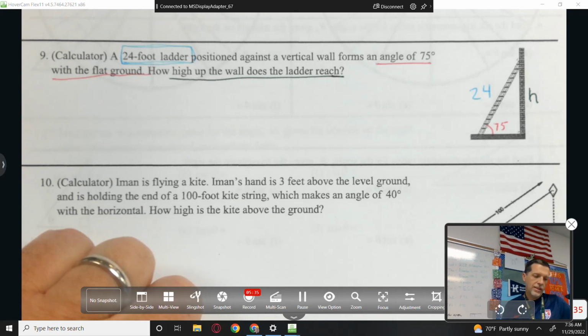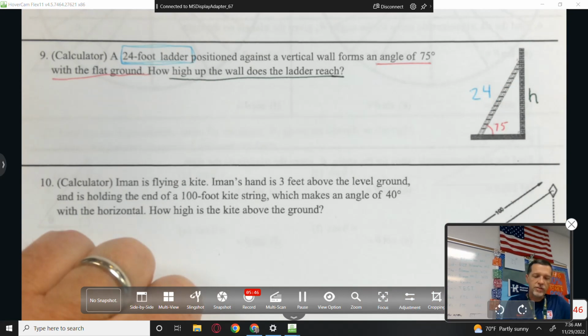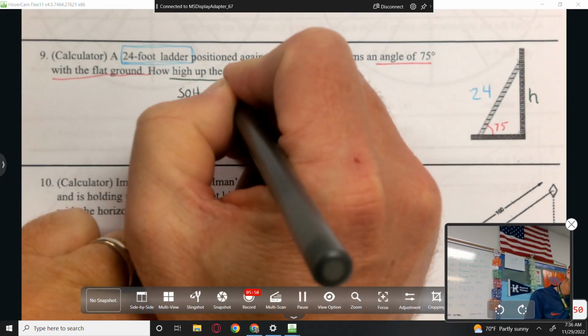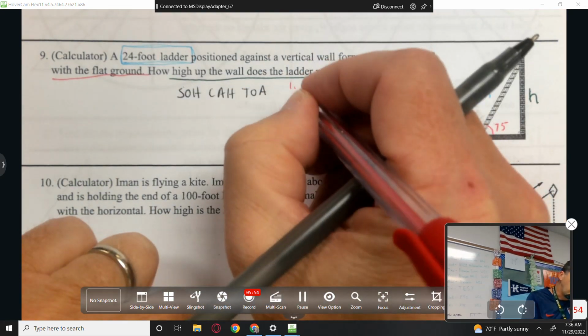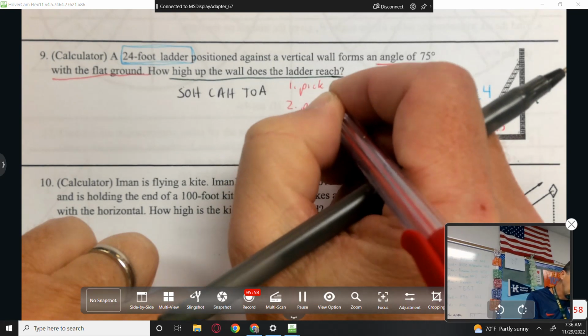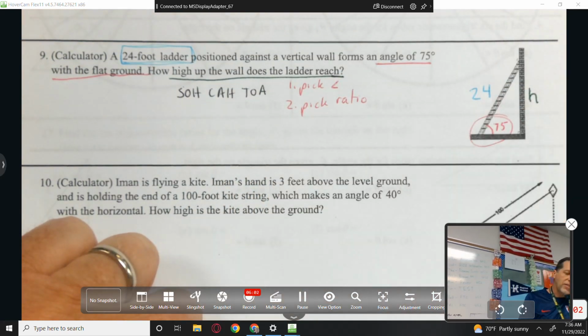Okay, let's see. A squared plus b squared equals c squared doesn't help. Adding up the angles, I mean, yeah, it's 15, but that's not what we're looking for. So this is a SOHCAHTOA problem. And if it's SOHCAHTOA, that means you pick the angle and then pick the ratio. Well, the angle's going to be 75.